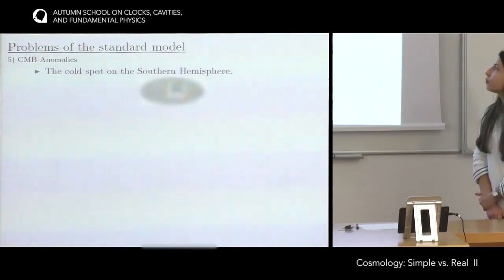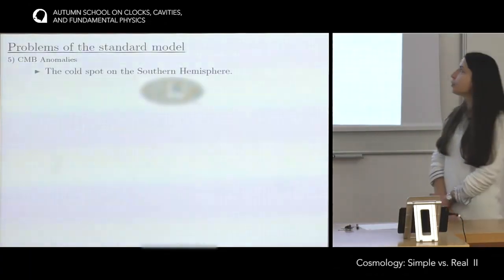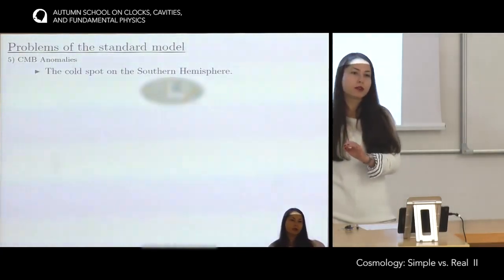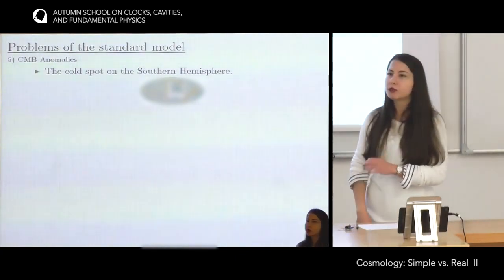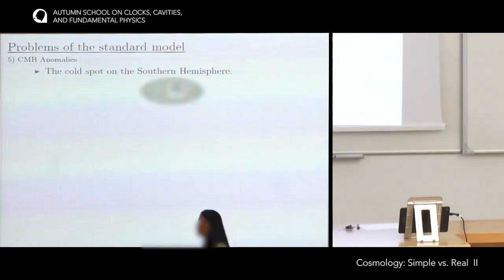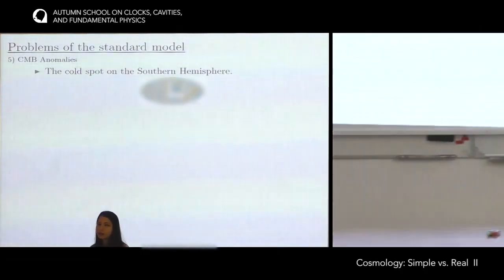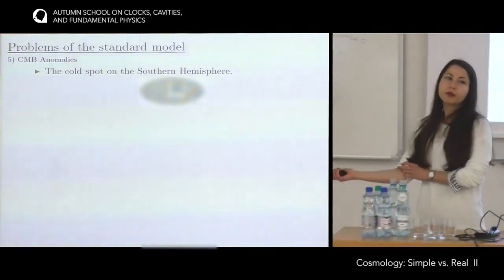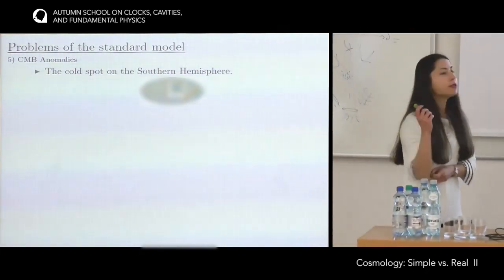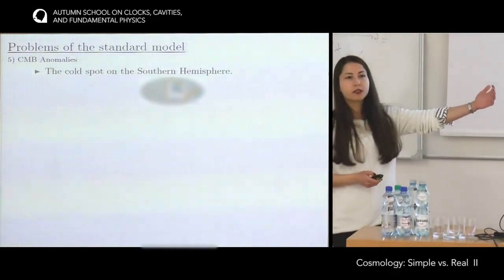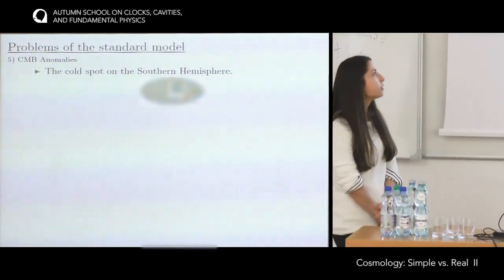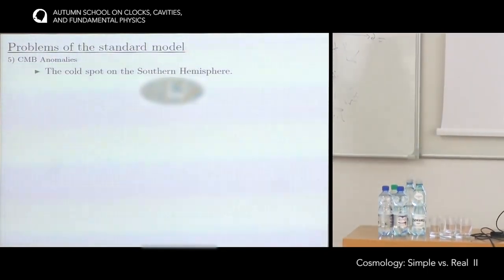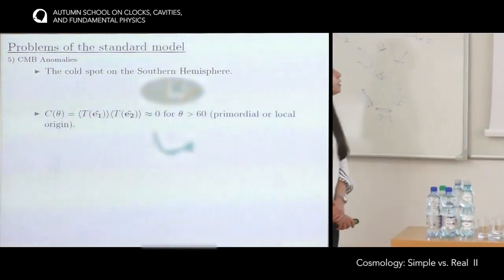And one of the problems is that there exists a cold spot in the southern hemisphere. There's a specific spot which is colder than we expect, which destroys the scale invariance or isotropy, which we do not expect. Some people assume that maybe there's a giant void behind it that made the data look colder, but that didn't turn out to be the case. So this is still puzzling.